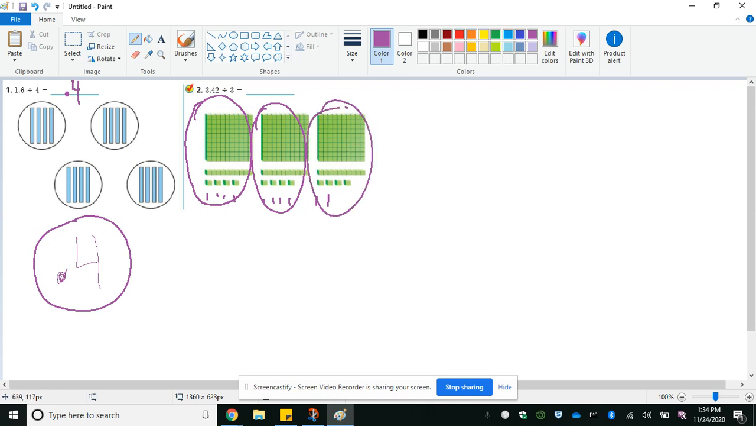So when they divide 3 and 42 hundredths into 3 groups like they've done here, 1, 2, 3, that shows us that in each group we have 1 whole, 1/10, 1 stick, and 4 hundredths, 4 cubes. So if we were to take 3 and 42 hundredths and divide it into 3 equal groups, each group will have 1 and 14 hundredths in it.